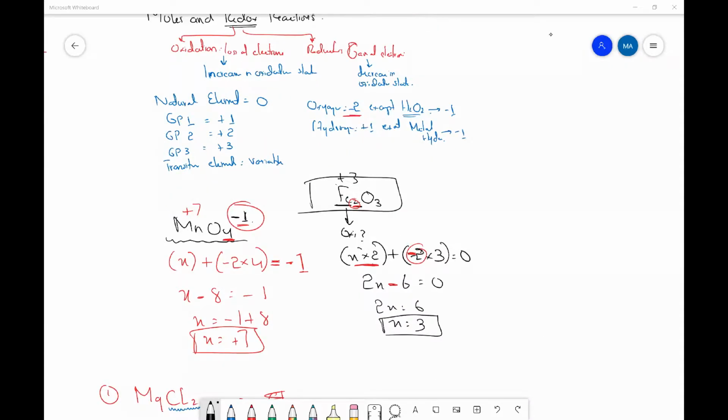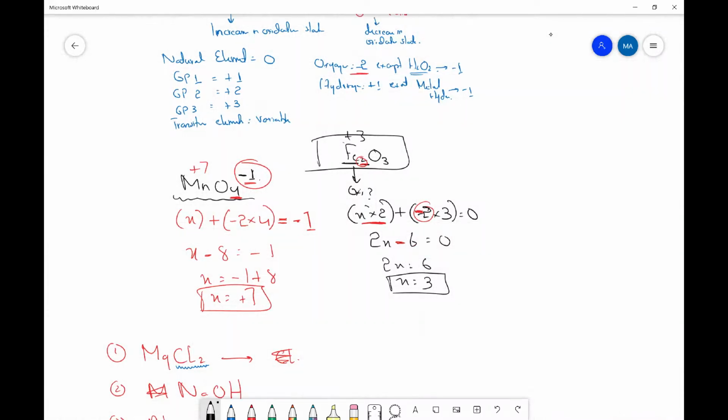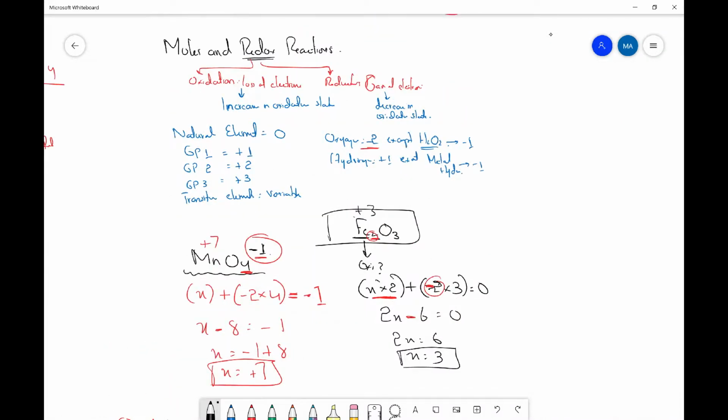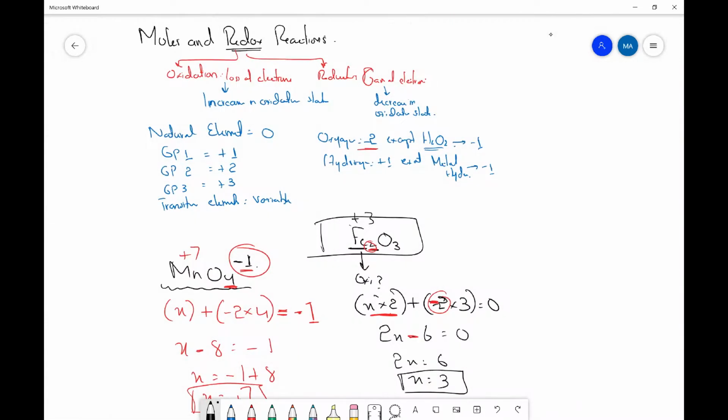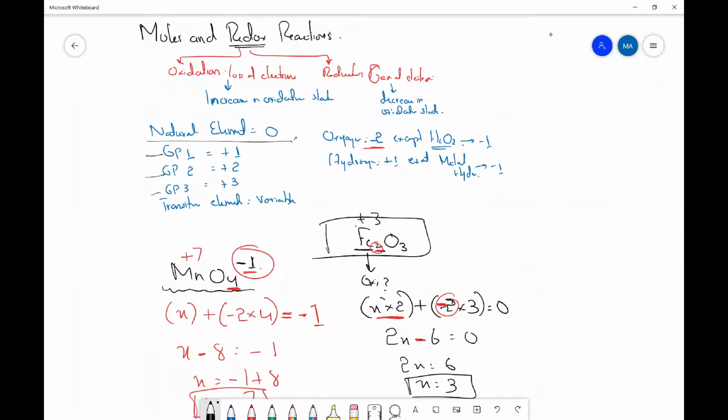Okay, so moles and redox reactions. In the previous lesson, we discussed how to figure out the unknown oxidation states by using the set of information that could be given in the question. These were some of the rules that we revised: group 1 will always have a positive 1 oxidation state, group 2 will always have a positive 2, and group 3 elements will always have a positive 3 oxidation state. Neutral elements will have an oxidation state of 0. Transition elements have a variable oxidation state.